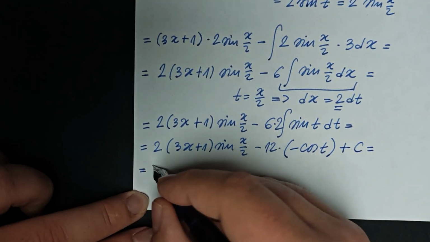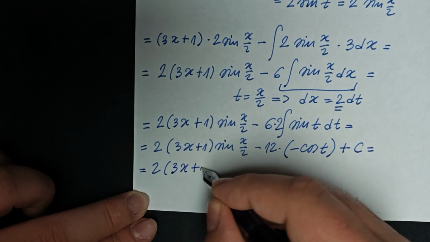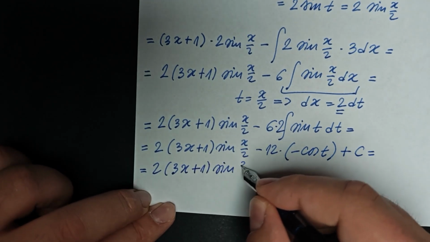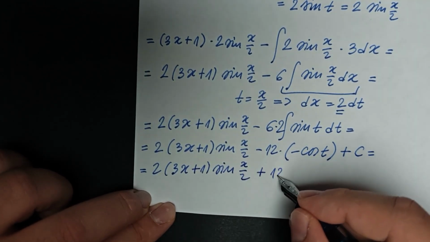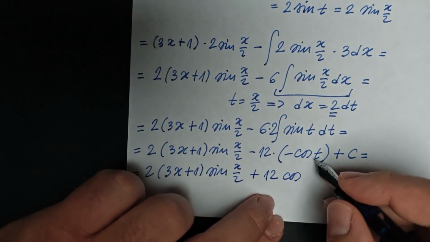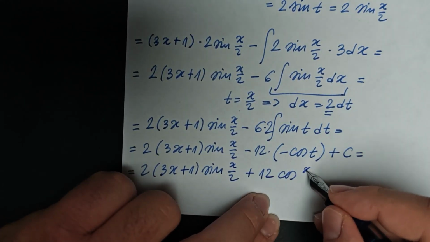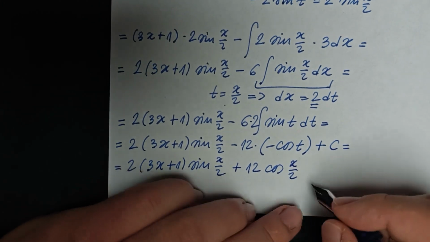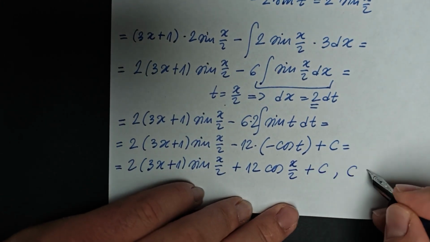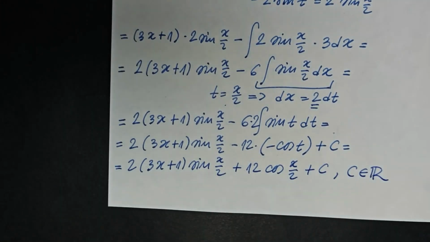So this is 2(3x + 1) sin(x/2) plus 12 cos, and t was x/2, so we are going to return that substitution, and plus the real constant c at the end.